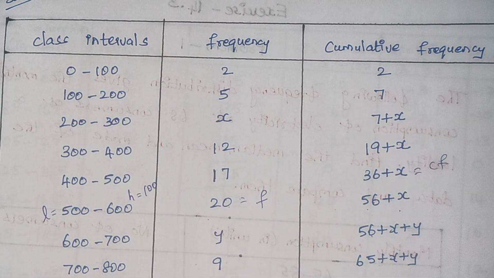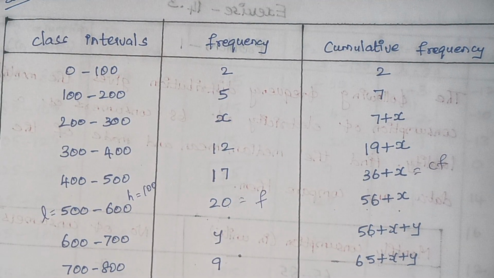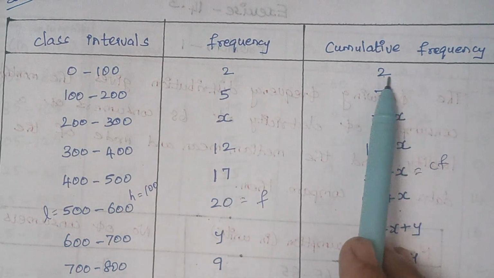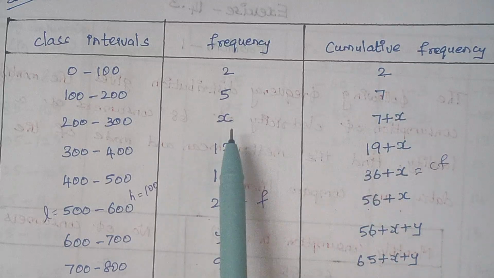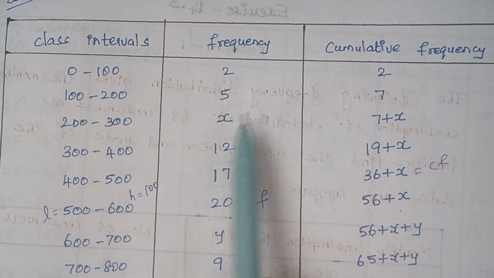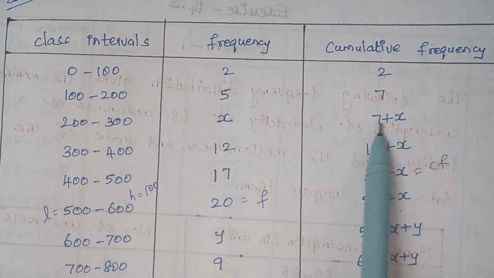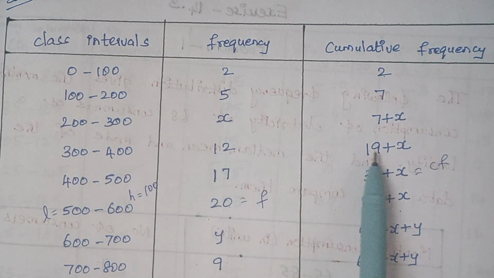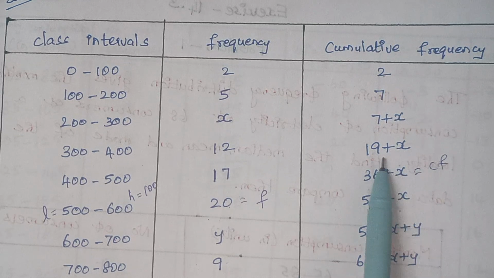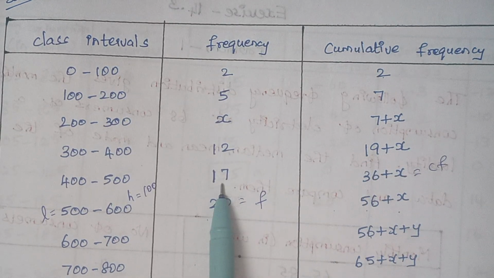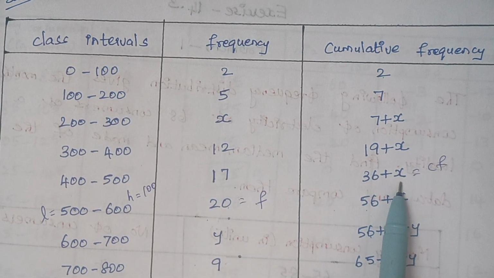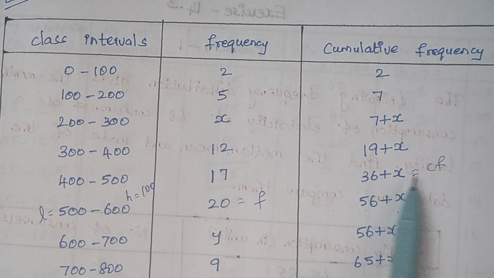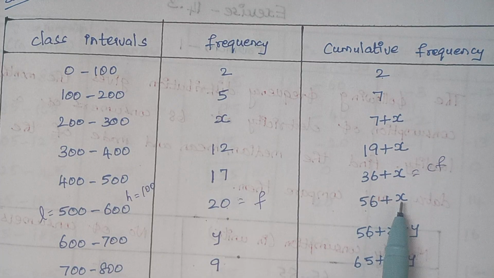And the next one is we are going to find cumulative frequency. As a first thing, you write this 2 here as such. So 2 plus 5 gives you 7. Then 7 plus x. Again this 7 plus x is added with 12, so 12 plus 7 becomes 19, so 19 plus x. Again this is added with 17, that gives 36 plus x. And again this term is added with 20. So 36 plus x plus 20 gives you 56 plus x.